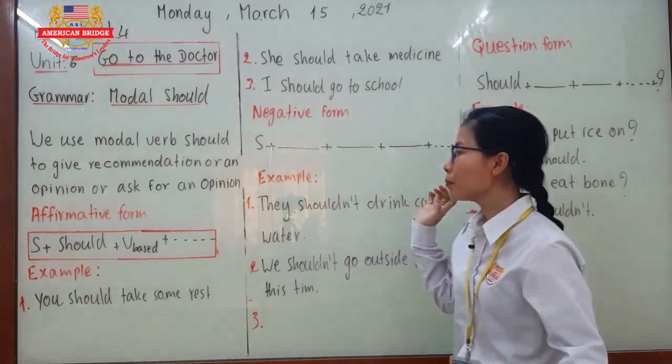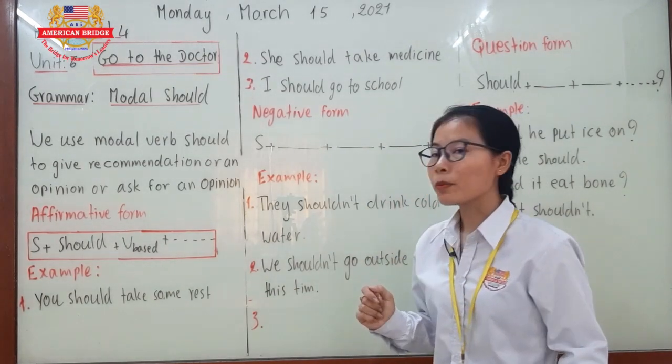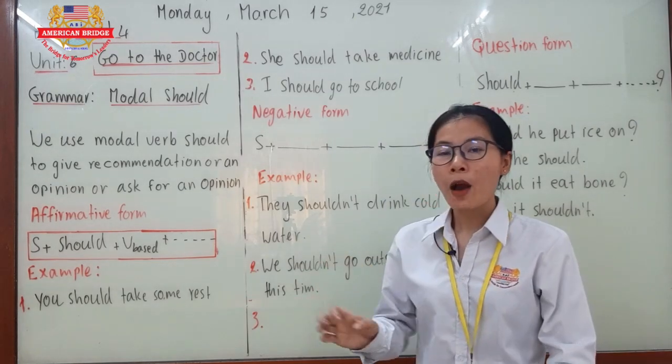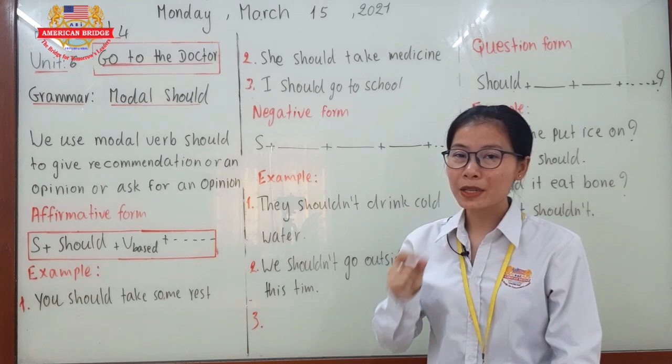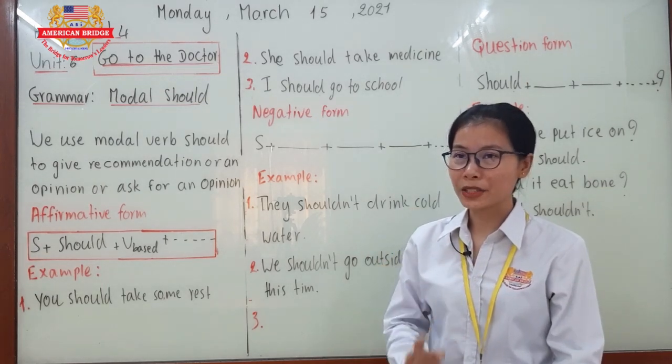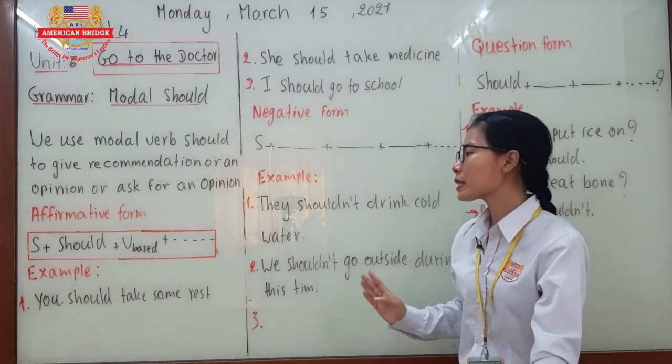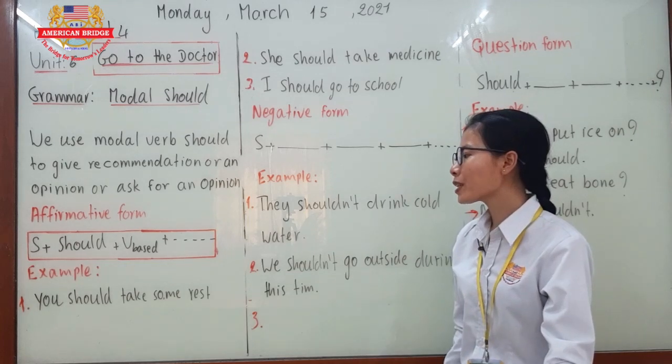Today we have 3 forms. The first form is affirmative form, subject plus should plus verb base. Verb base will refer to the verb that doesn't change form even used with third person singular or any situation. Alright, and then plus blah blah blah. Example, you should take some rest.